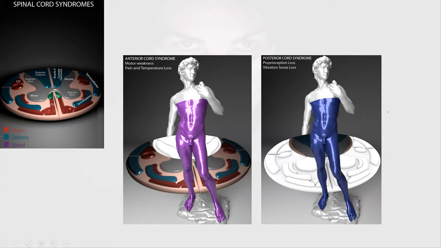So in this scenario, you will have a pantaloon lesion, the lower limbs affected. So everything below this level will be affected. Motor weakness bilaterally and pain and temperature loss bilaterally. See the white part, this is called anterior spinal artery syndrome.